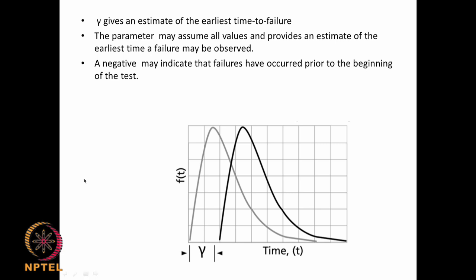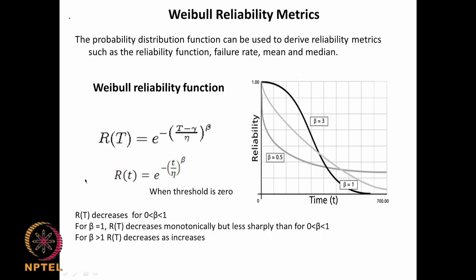Okay. We will look at some more terminologies. There is something called the Weibull reliability function. It is given by this: R(t) = e to the power minus ((t minus gamma) by eta) raised to the beta. As usual, if I remove the threshold and put it as 0, then you will end up having R(t) = e to the power minus (t by eta) raised to the power beta.